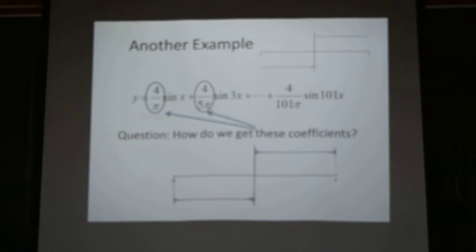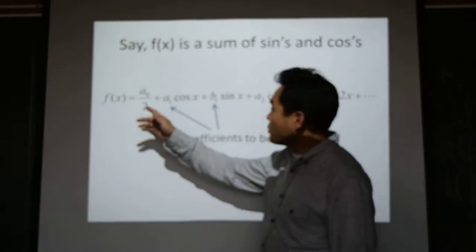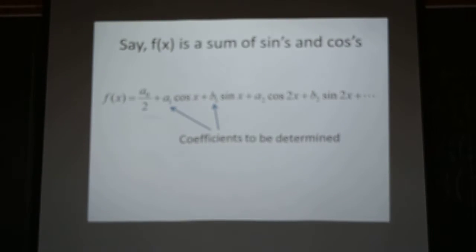All right, so the question here is, how do we get those coefficients? And the answer is, you do it by first rewriting the function f of x in this formal sum. So here's what we want to do. I want to represent the function as a sum of cosines and sines.